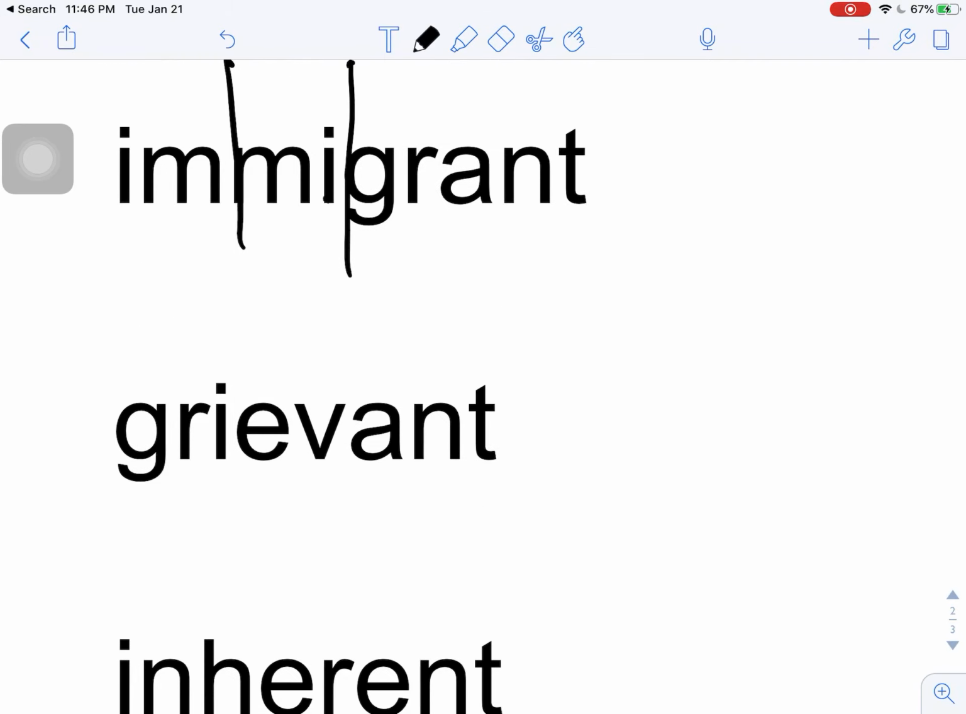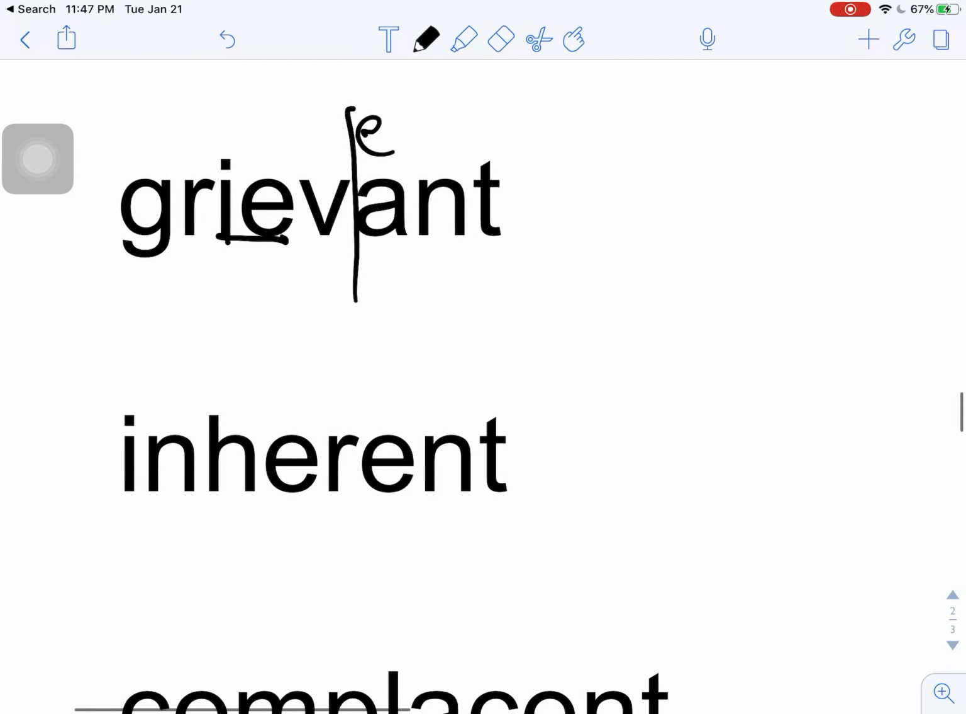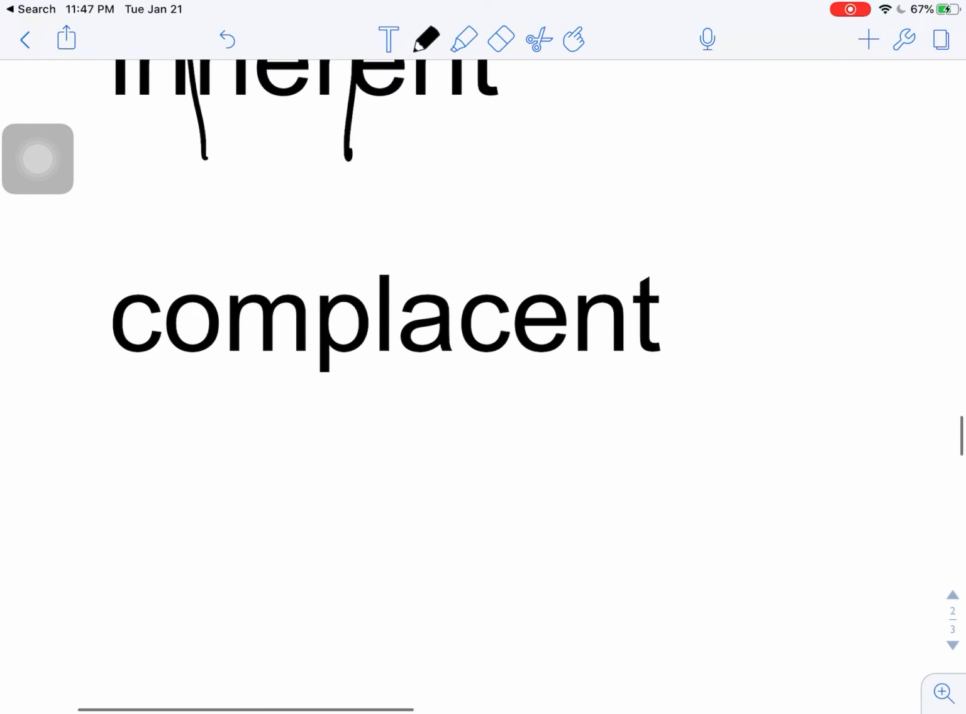Here we go. This one again, doesn't matter if you split it there and say grievant, or if you split it here and say, well, there was a silent E that got dropped. Doesn't matter. Here we go. Doesn't matter here, but you're making that sound. And complacent, A is saying A at the end of a syllable.